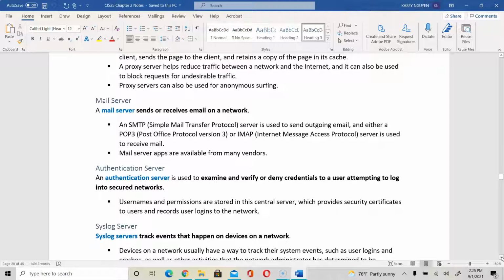Authentication server would examine and verify the credentials of the user that's attempting to log into the network. If the user is permitted, the user will be granted certain permissions that will be stored on the central server with the security certificates that will allow the user to log in and access certain resources.